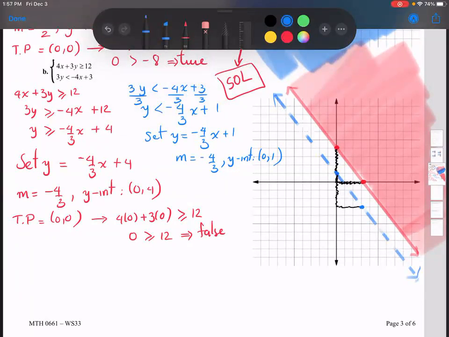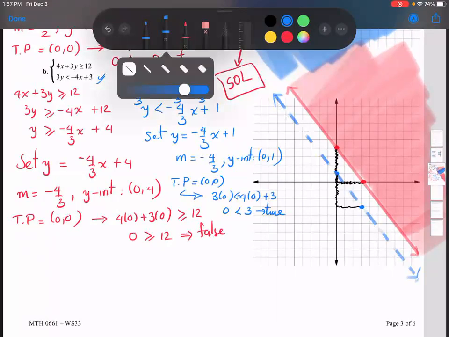And then you do the test point. TP (0, 0), plug it into the original, this one. So I got 3 times 0 less than negative 4 times 0 plus 3, which is 0 less than 3, which is true. If it's true, then you shade the same area that you picked the test point.